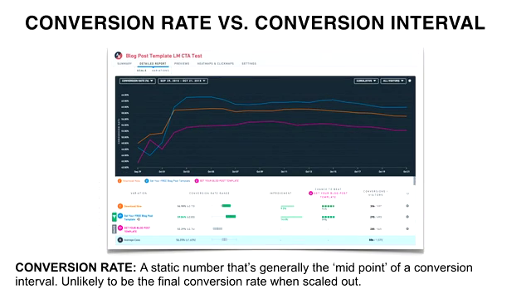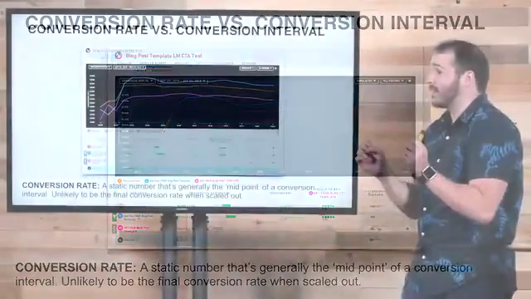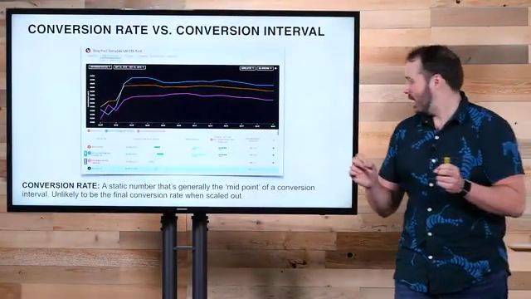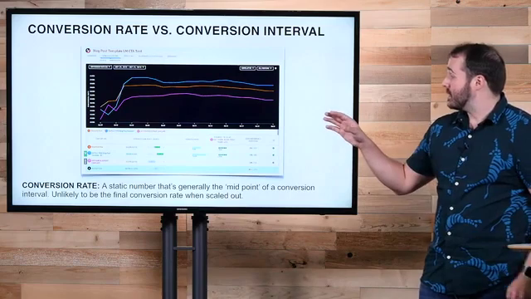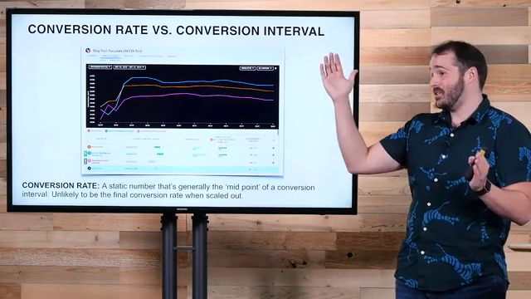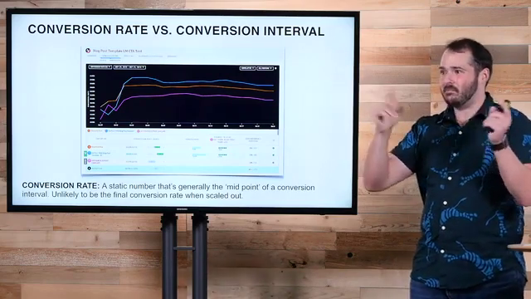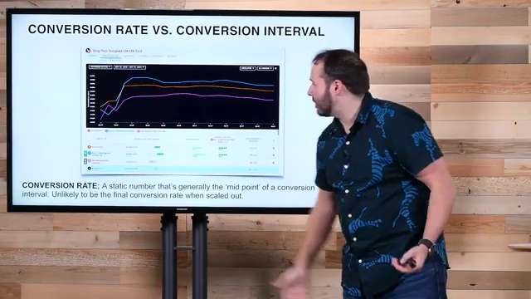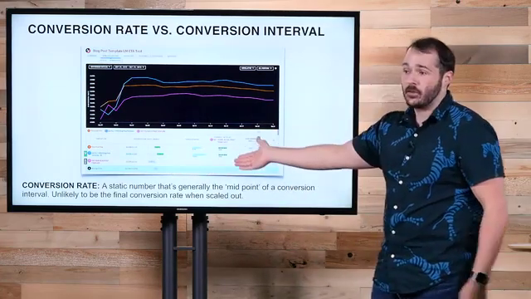First things first, you have your conversion rate versus your conversion interval. Your conversion rate is a static number that's generally the midpoint of a conversion interval. So this is super unlikely to be the final conversion rate when scaled out, because if you have a large interval, there's a lot of potential for that to be anything. Look at this: in this case, 59.84% is what they're saying the conversion rate is.